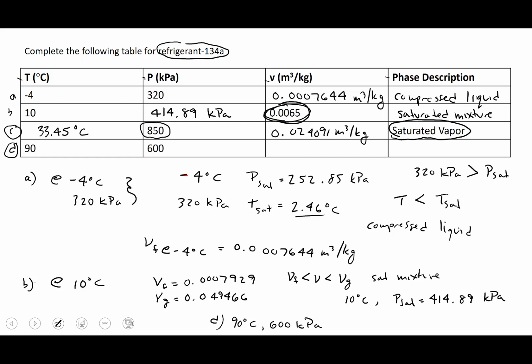All right, so I'm working on this last one. I determined that when the refrigerant 134A is at 90 degrees Celsius and 600 kilopascals, this is a superheated vapor. So I'm going to fill this in. And the specific volume, which I got off the superheated vapor table, is 0.046318 meters cubed per kilogram.